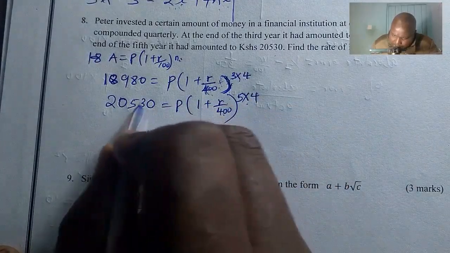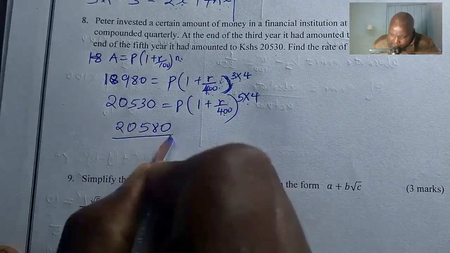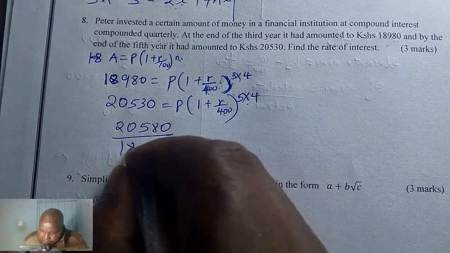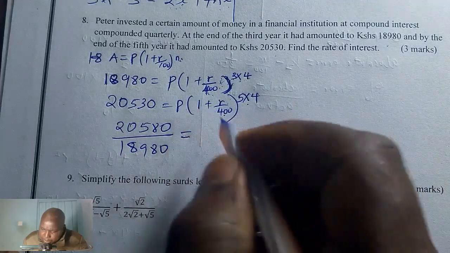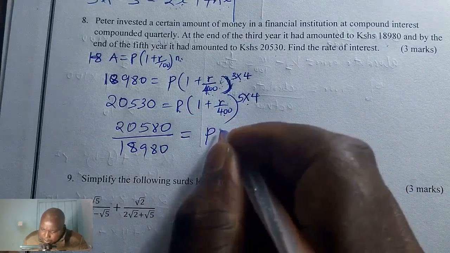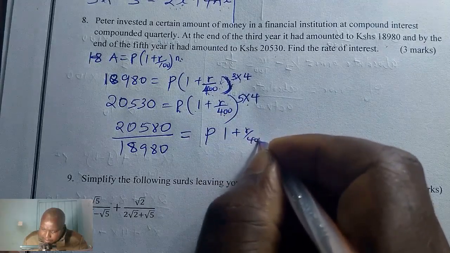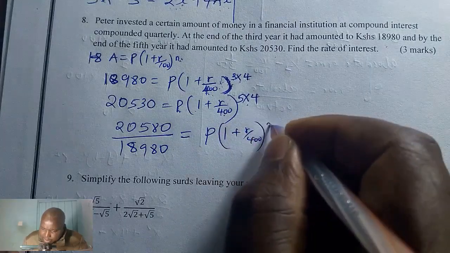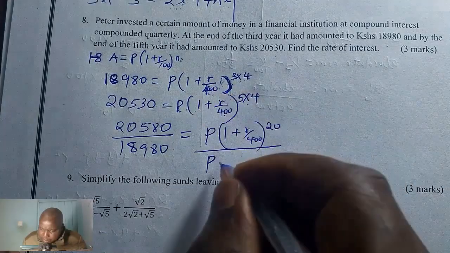So 20,580 divided by 18,980 will be equal to principal times 1 plus r over 400 to the power 20, divided by principal for this one.